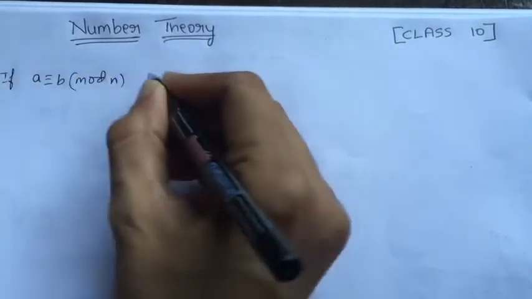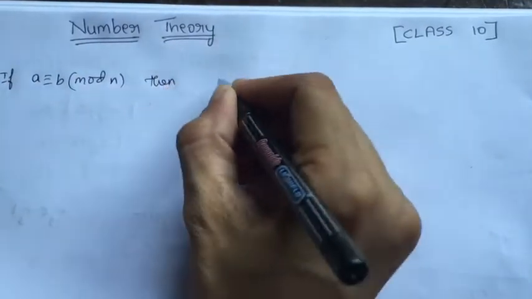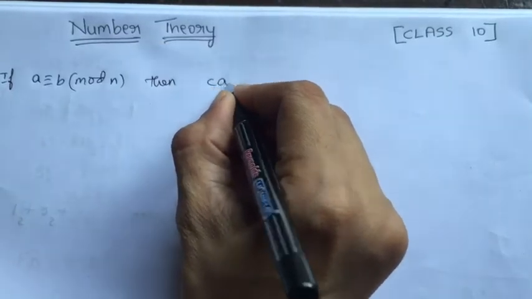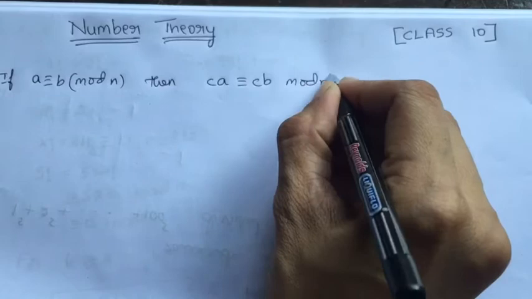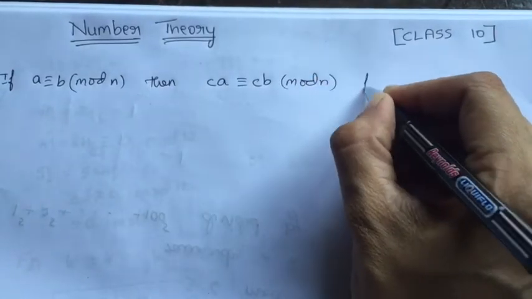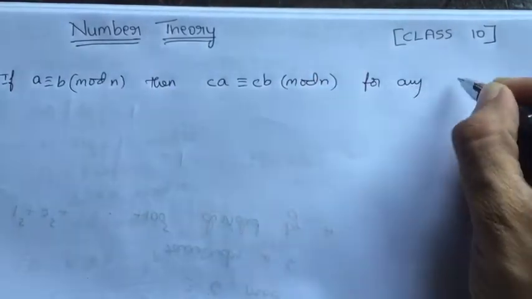In my last class, I discussed a few important properties of congruences. Among the properties, we observed one important property, that is, if A is congruent to B mod n, then for some integer C, CA is congruent to CB mod n for any integer C.